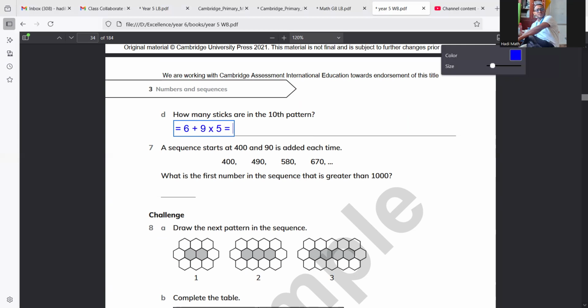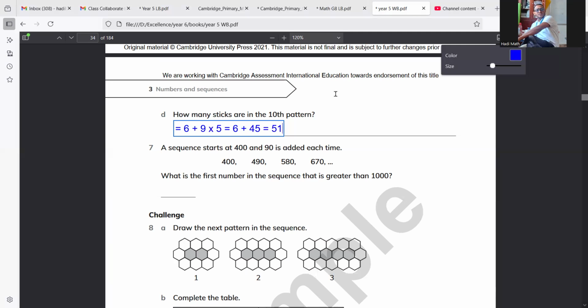Some people make a mistake here. Would they add the 6 and 9 together? No. You say this is 6 plus 9 times 5, which is 6 plus 45, which is equal to 51.